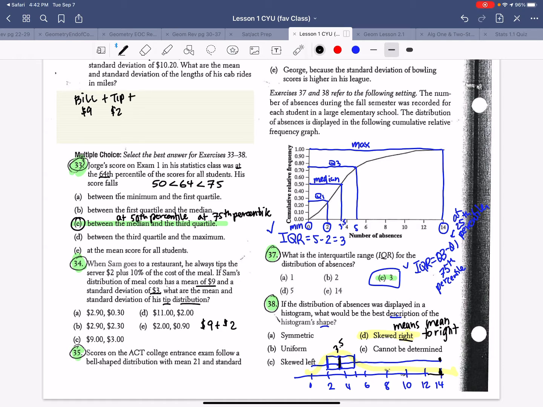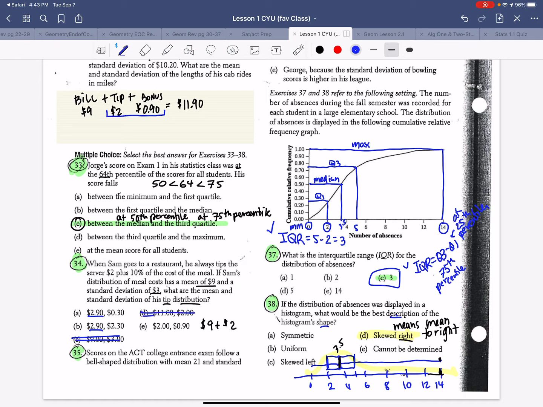And then another 10% of the cost of the meal, so that would be 90 cents. I'll just call that the bonus tip. So that means I'm paying, on average, for a typical meal, $11.90. It says, what are the mean and standard deviation of just the tip? So just the tip would be just this. So I need this and this.